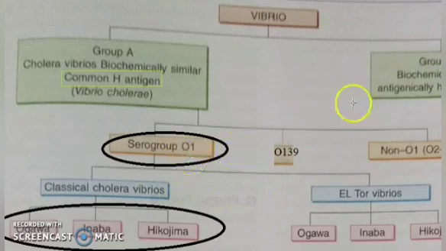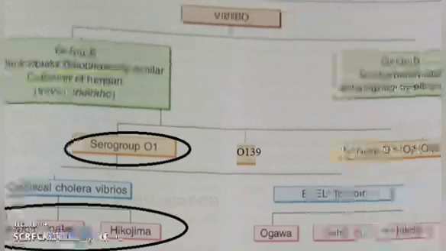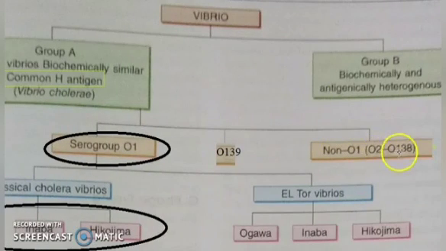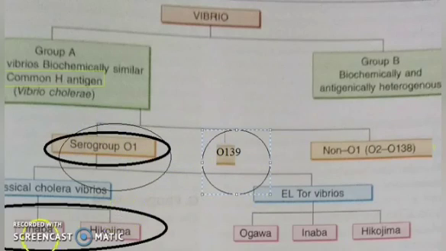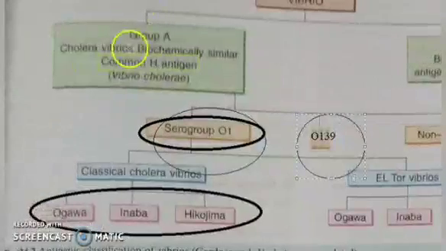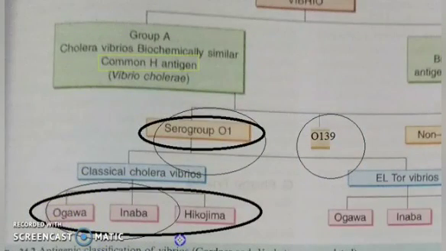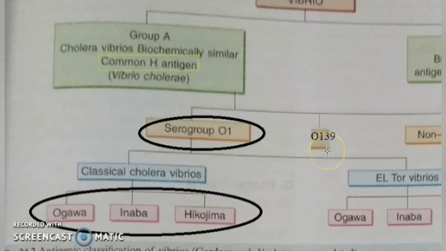So you have O1 under group A. You have non-O1, which is O2 to 138. 139 is another separate serogroup. You have the antisera for O139 also. Fine. You have antisera for O1, for O139, and for Ogawa and Inaba also. If both are showing agglutination, it means Hikojima. Just remember what O139 actually is.